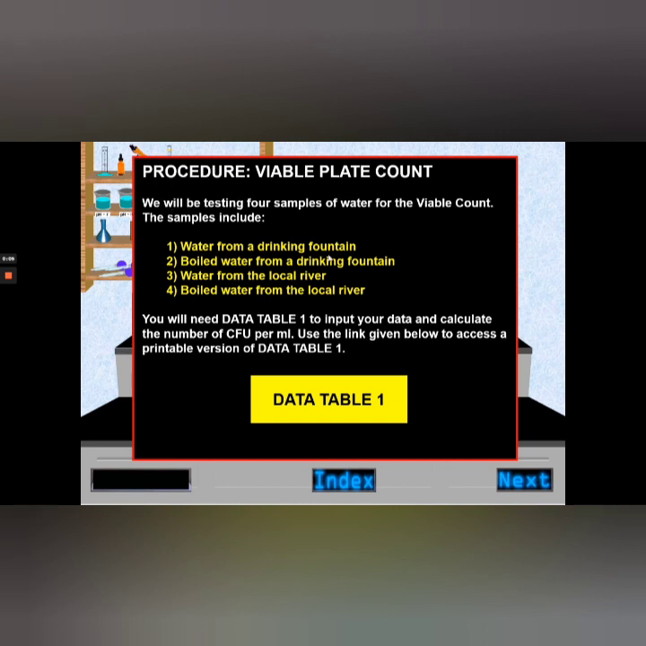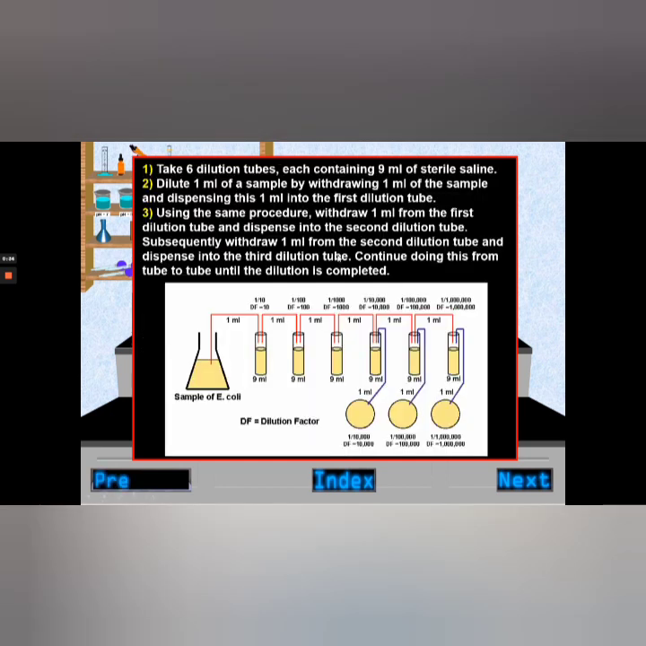So basically this is our procedure and this is for our samples. We are having water from a drinking fountain, boiled water from a drinking fountain, water from a local river, boiled water from the local river. So these are the four materials that we are going to use for this experiment. So this is our procedure.